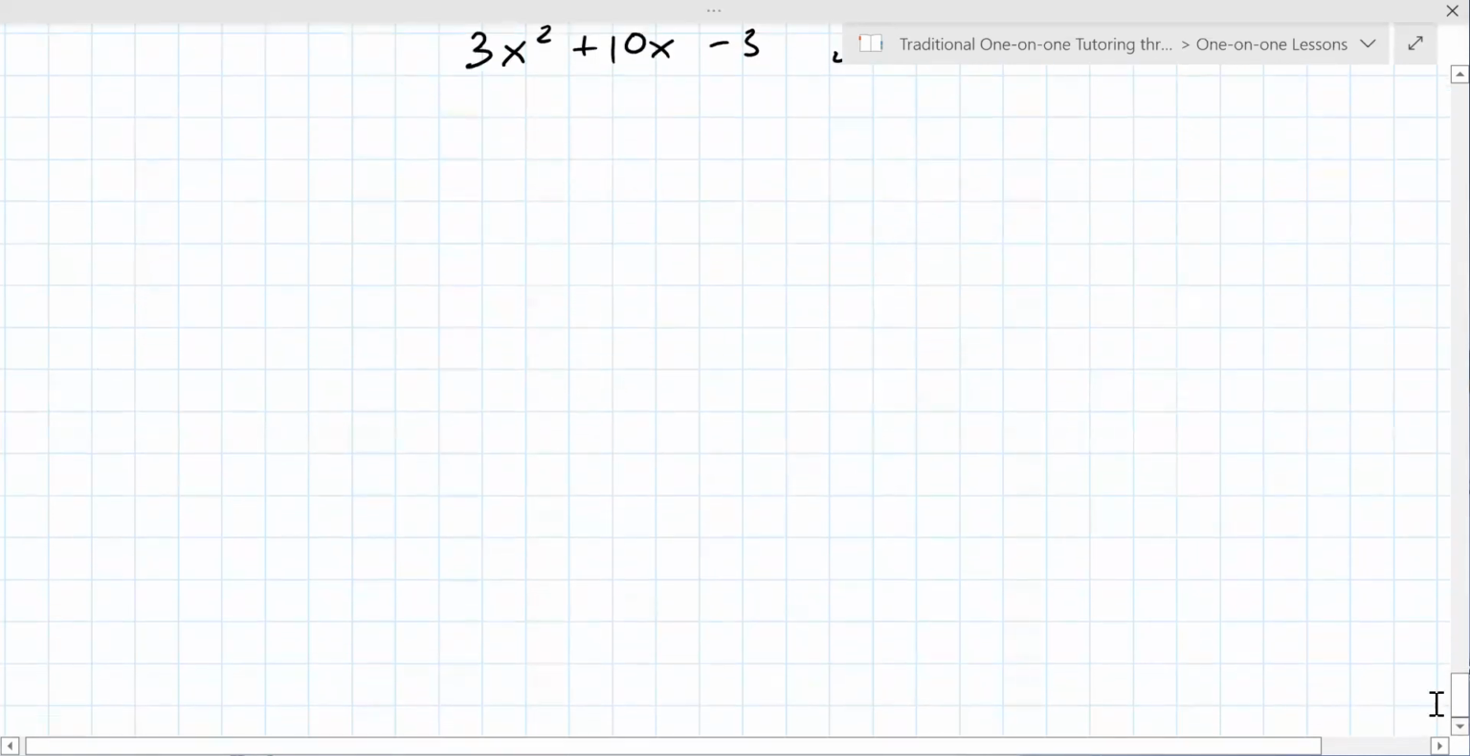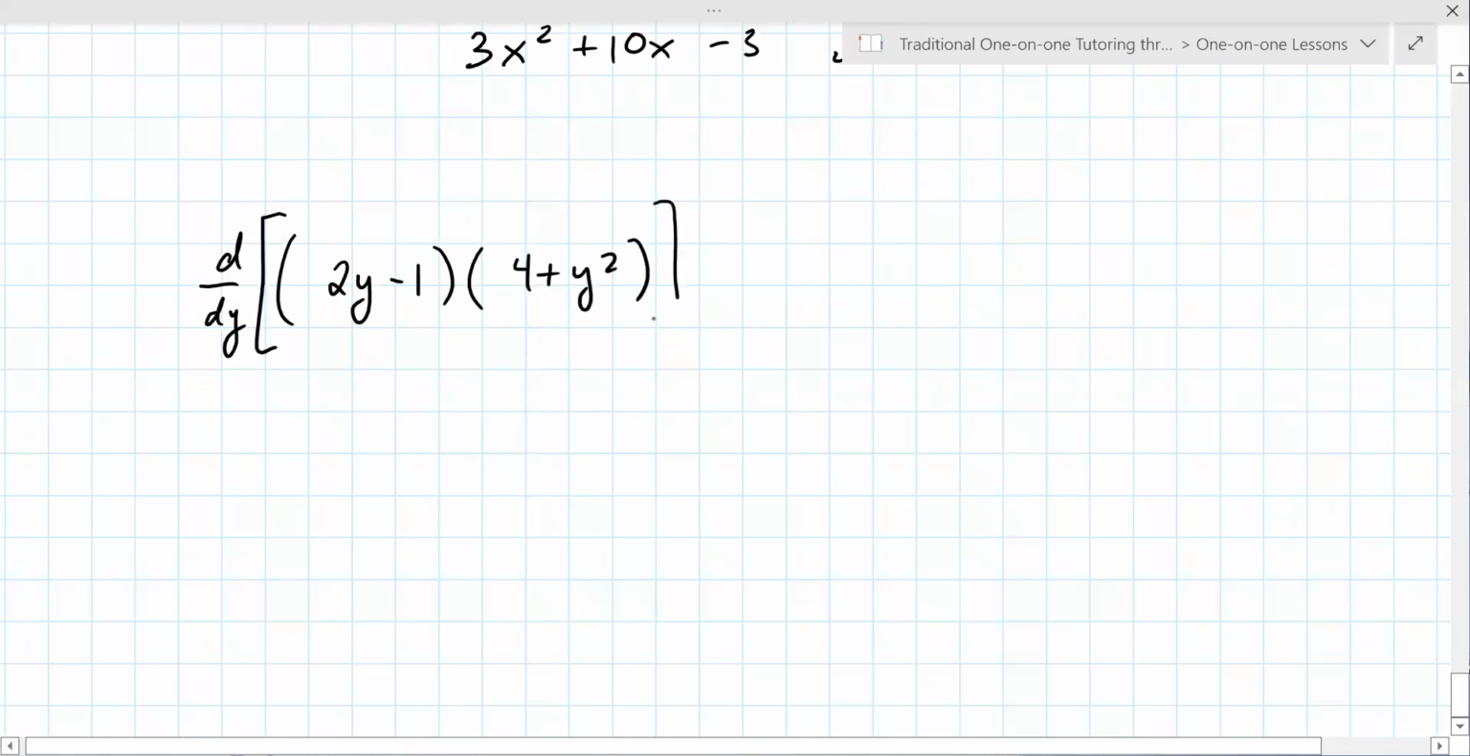Let me give you one to try here, please. Let's go dy of 2y minus 1, and then 4 plus y squared, using product rule.